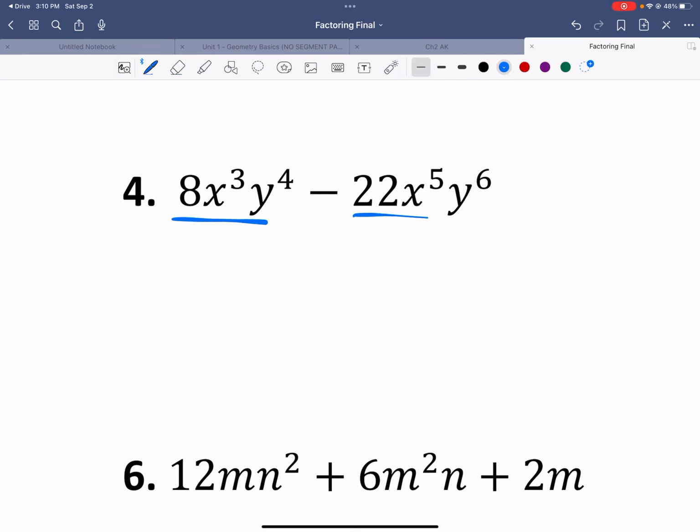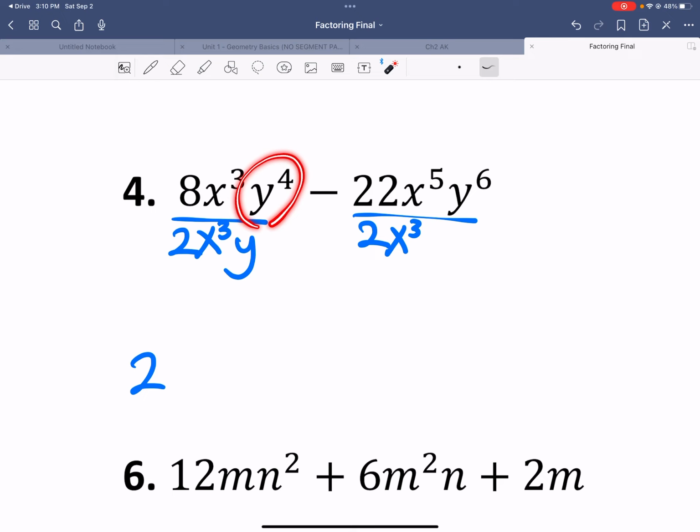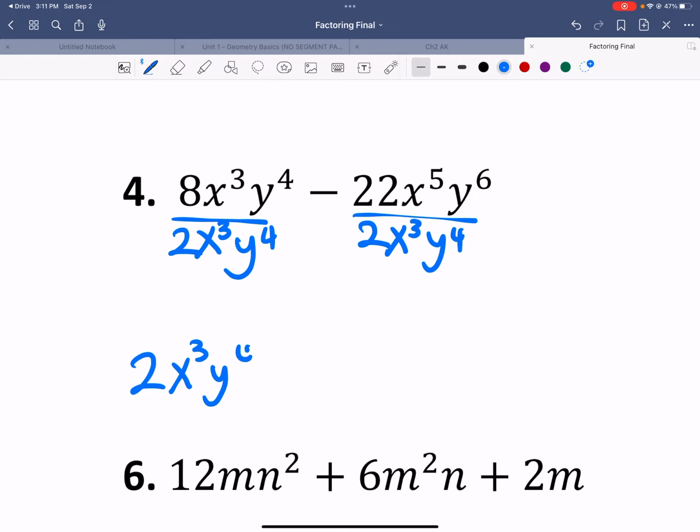So we already know 2 is the GCF, so I'm going to take out 2. Let's see how many x I can take out. We have x to the 3rd power and x to the 5th power, so it seems I can take out up to x to the 3rd. For the y, I have 4y, y to the 4th power, and y to the 6th power, so it looks like I can take out y to the 4th from each one of them. So 2x to the 3rd power y to the 4th power is going to be your GCF.